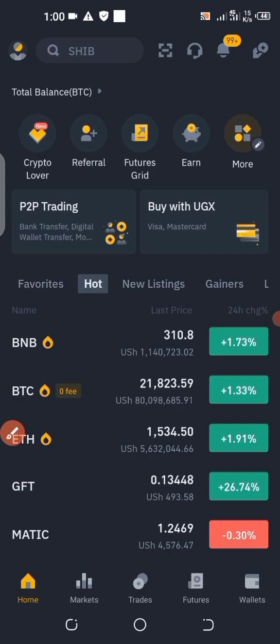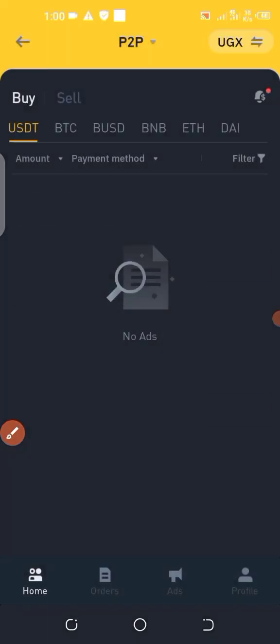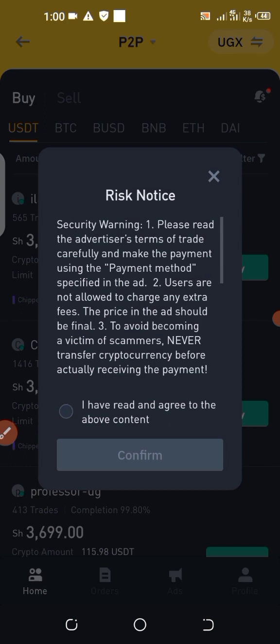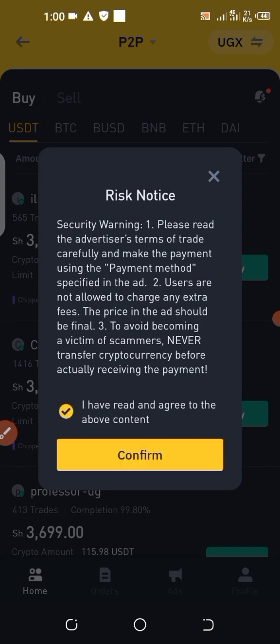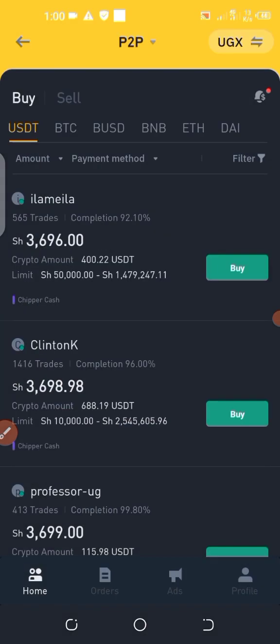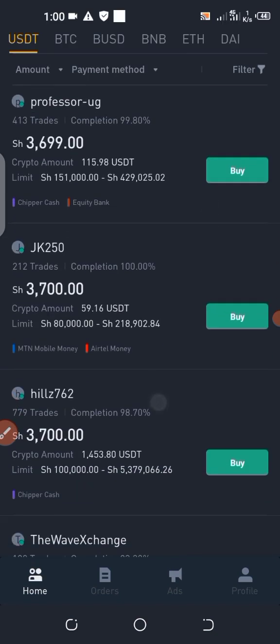On this platform, it looks like this. Security risk, they're just telling you never to release your crypto, and so on. So you read through, understand, and confirm. This is how the peer-to-peer or P2P trading platform on Binance looks.